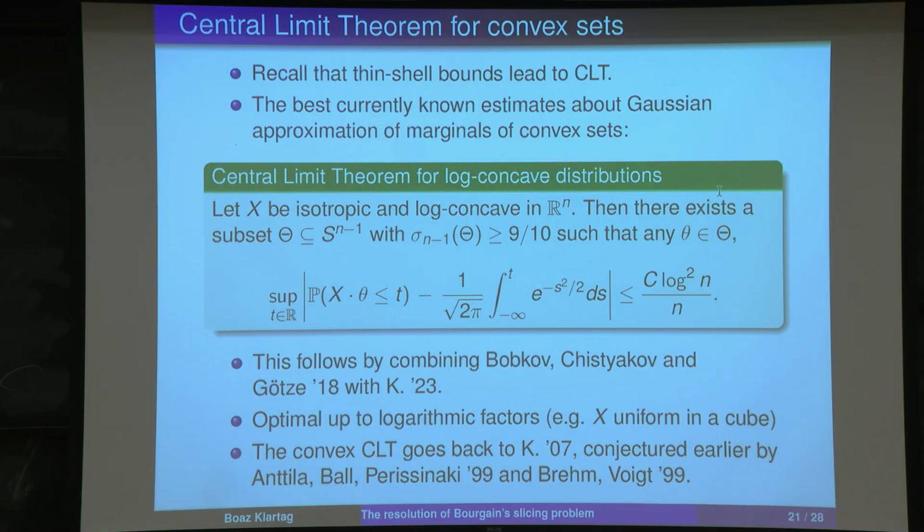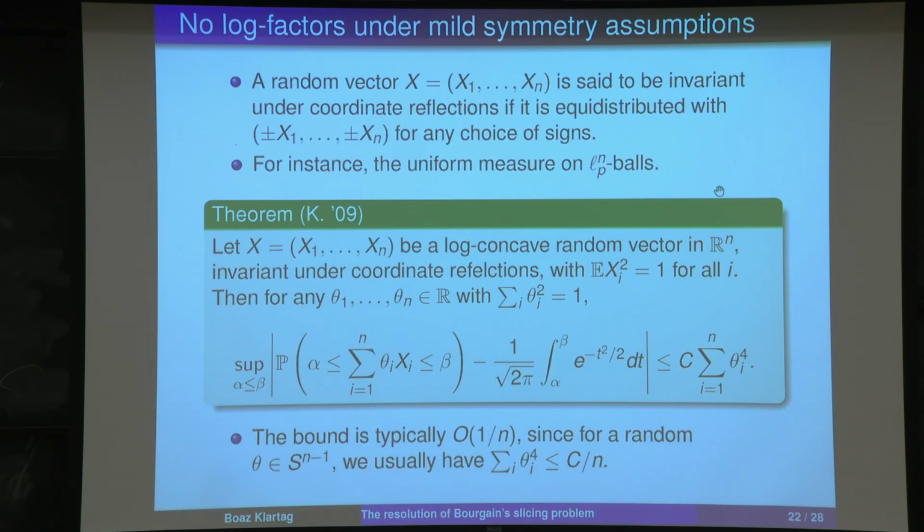So that's pretty good. For the unit cube, you get constant over n. So only this log factor is missing, okay? And this follows by combining our result with those of Klartag, Bobkov, and Götze, okay? And I should say that this was first proven in our work in 2007, and this was earlier conjectured by Anttila, Ball, and Perissinaki, and by Brehm and Voigt. Just without any bound, just the fact that there is a central limit theorem like this for convex sets. Okay, and also you can remove the log factor in some cases.